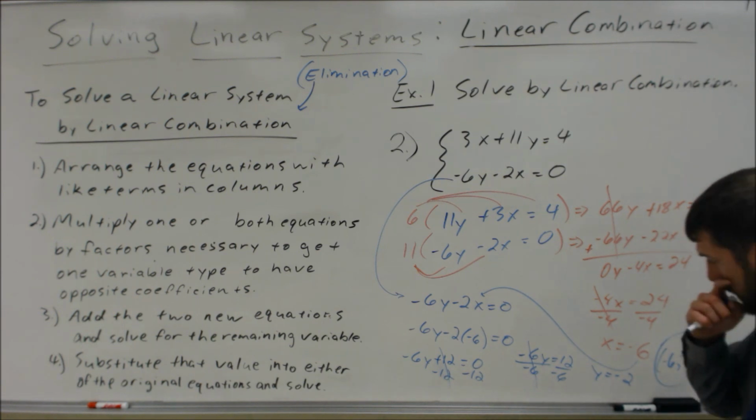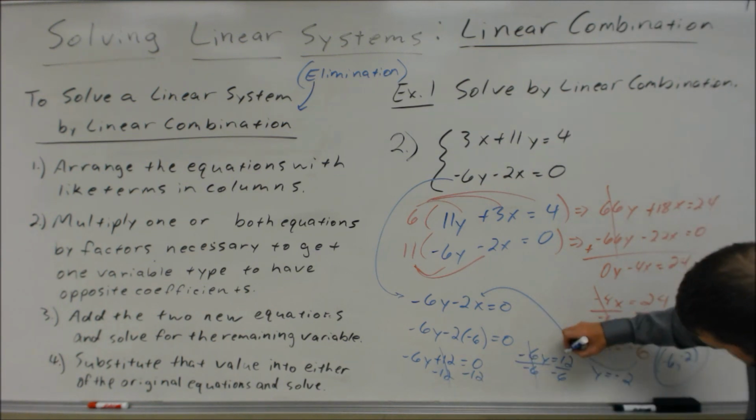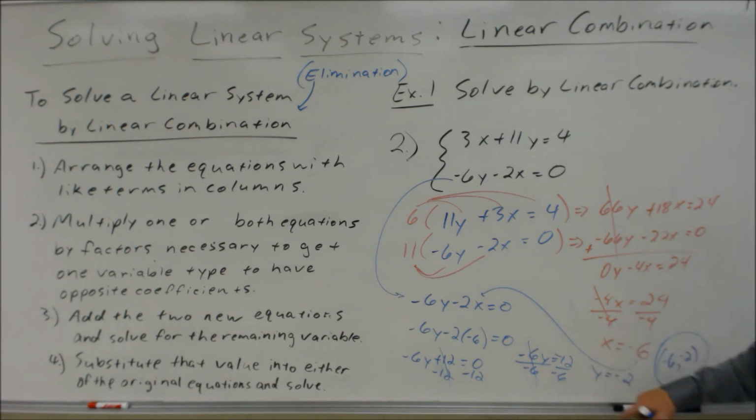And once again, I lost a negative sign. I'm telling you, I'm not on today. 0 minus 12 is negative 12. Negative 12 divided by negative 6 is positive 2. So negative 6 and positive 2 is our solution. So that's our ordered pair.